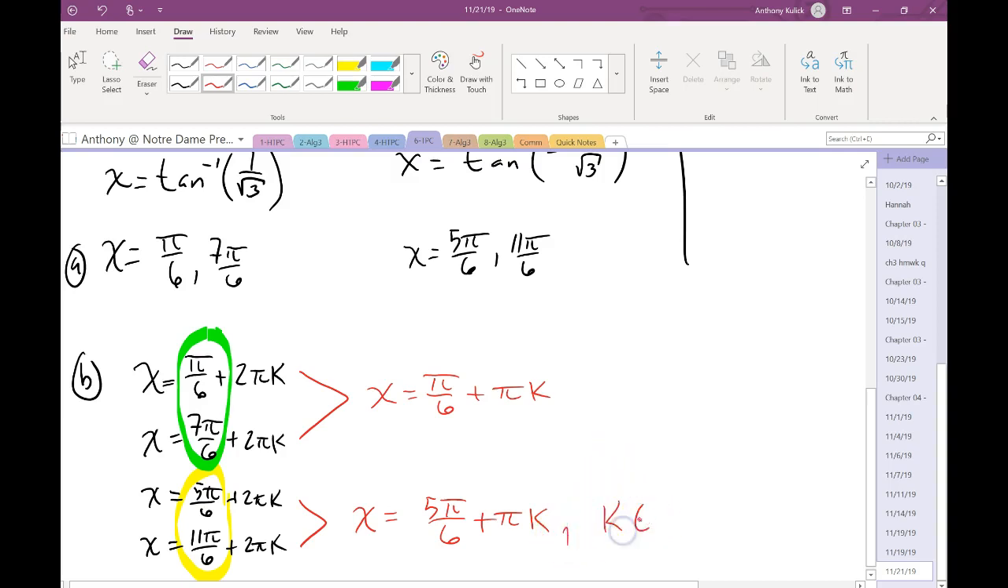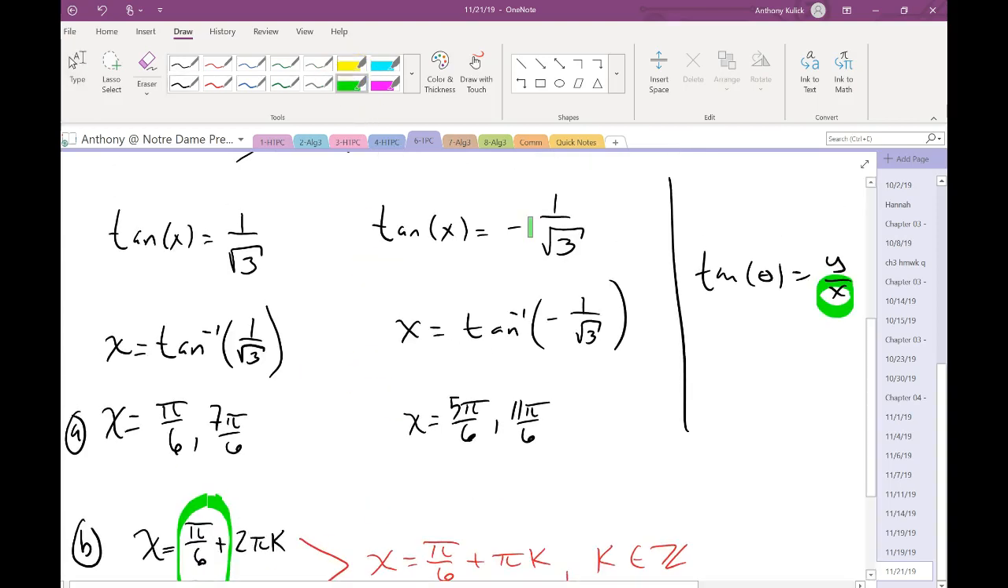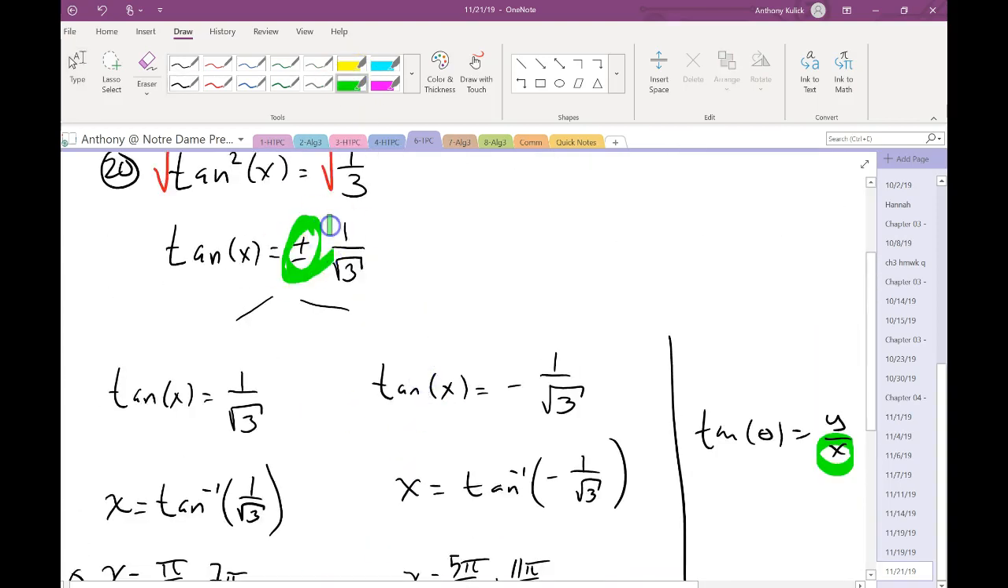And again, this is for k's, or integer values of k. Are we okay with part B on what I did there? More often than not, when you're dealing with tangents, you can condense your two answers into one if you have a plus or minus, like we did here. When we solved this, we got the plus or minus.